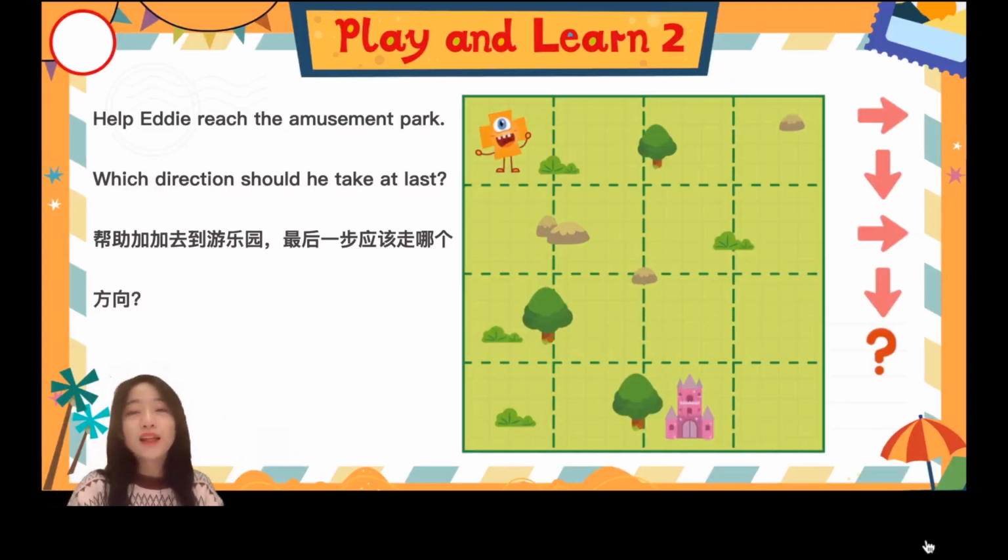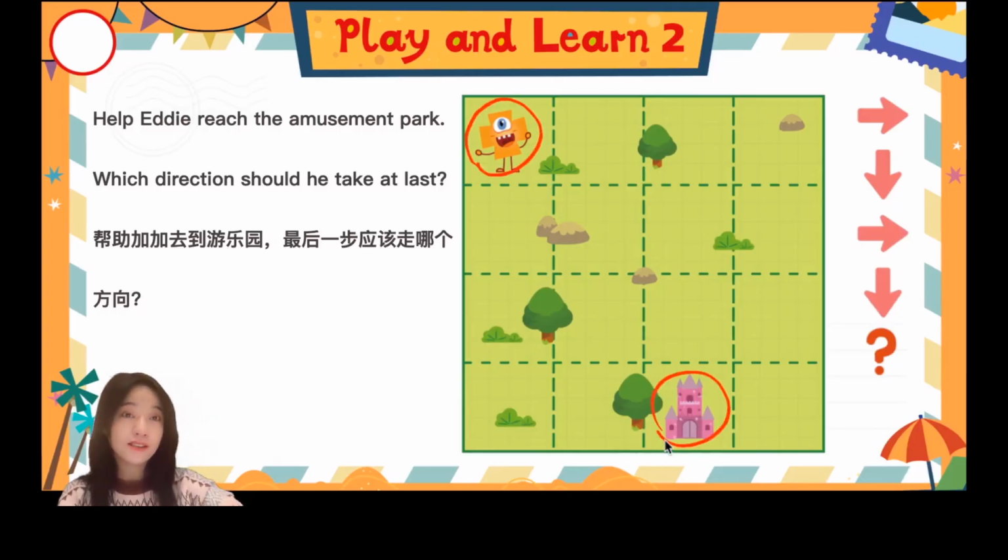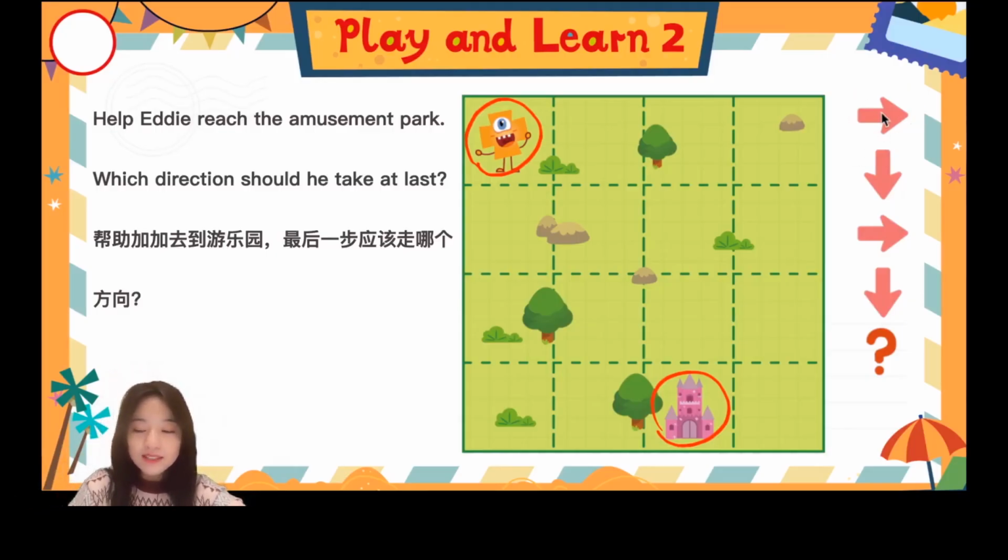The second game. This time we need to help Eddie reach the amusement park. Amusement park appears in our games again. Which direction should he take at last? We just need to get the last direction. So see, first we need to find Eddie and find our destination, our target. And then the first arrow goes to which side? Tell me loudly. Great, the direction is right. So first, Eddie goes to the right side.